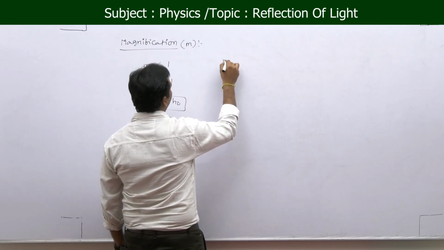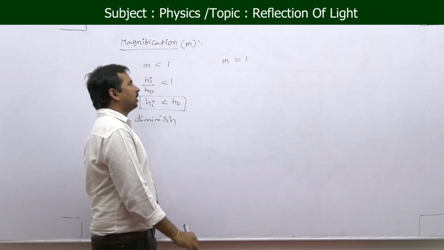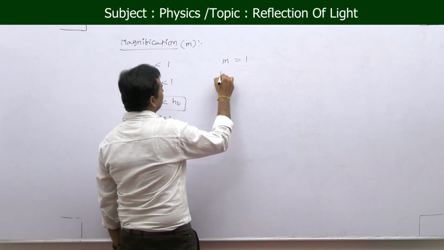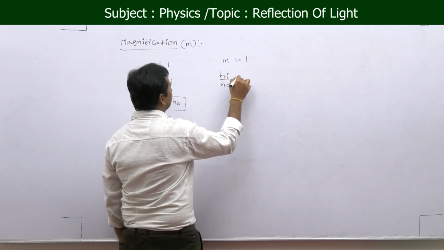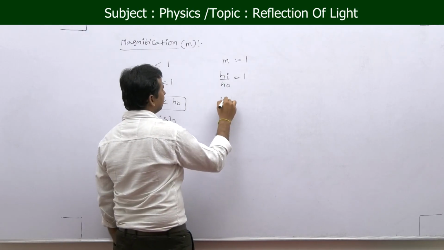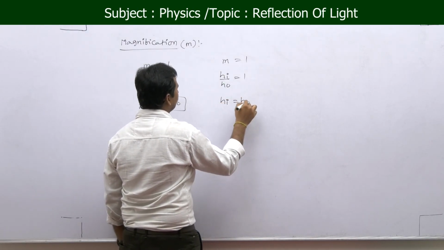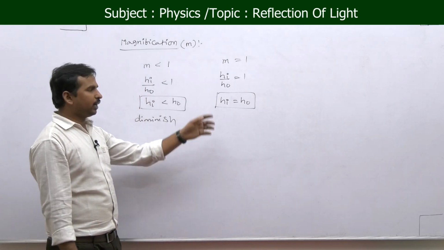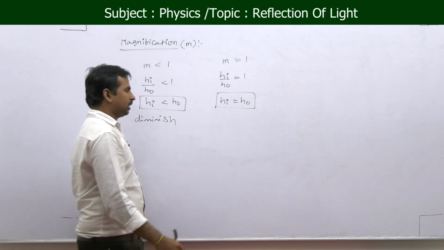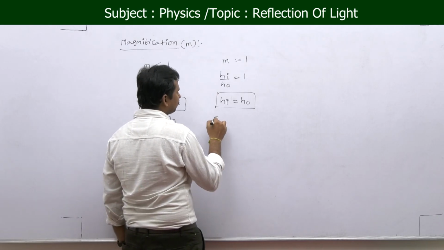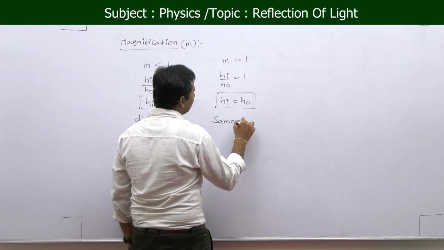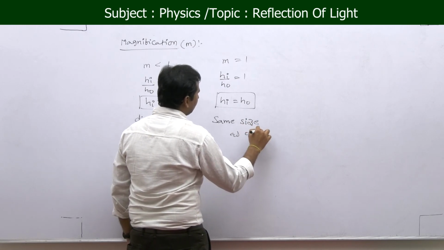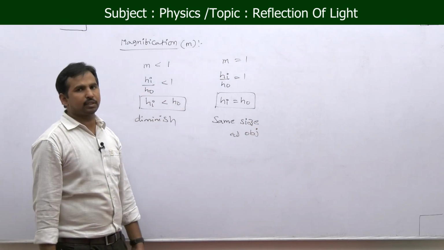Second case, suppose the magnification factor m is equal to 1. Then height of the image by height of object is also equal to 1, so the height of image is equal to the height of object. Whenever the height of image is equal to the height of object, the image formed is of the same size as the object. That is our second case.